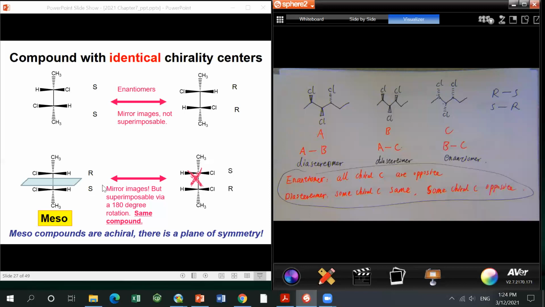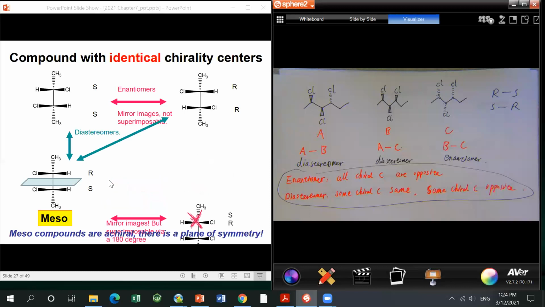And so for this compound, with the two identical chiral centers, there are actually only three stereoisomers. One pair of enantiomers, and then two pairs of diastereomers. So SS is the diastereomer of RS, and RR is also a diastereomer of RS. You can see one stereocenter has the same alignment while the other is opposite. Same alignment here, another opposite.